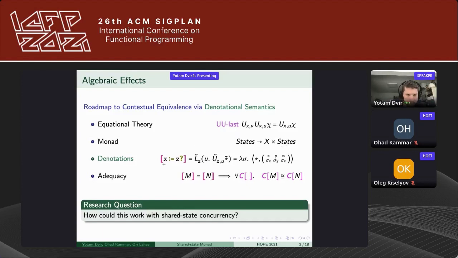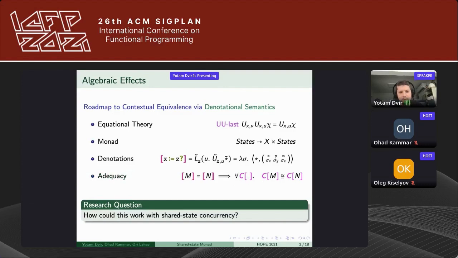You can see here, for example, the denotation of this program in two ways. One as interpretation of the operations, the lookup operation and update operation, and in another, more explicit way, as a function that takes an initial state and returns a pair. Finally, if everything was done correctly, denotations should agree with the operational semantics. If two programs have the same denotation, then they have the same operational behavior within any context. This quantification over all contexts is what makes the adequacy theorem useful and powerful.